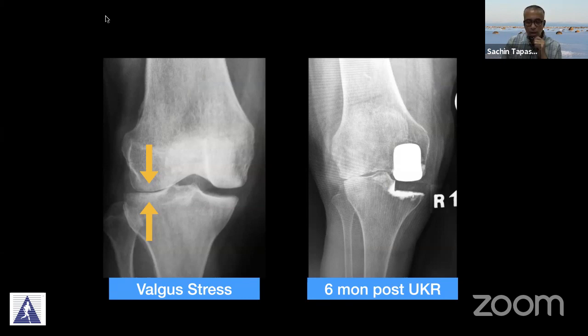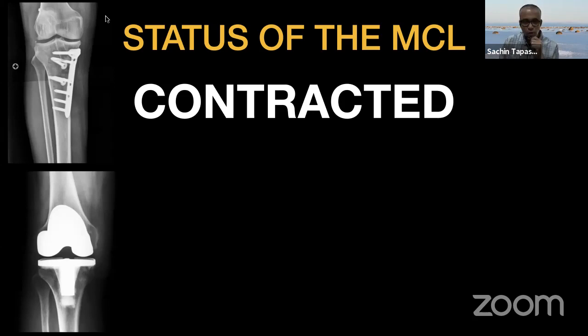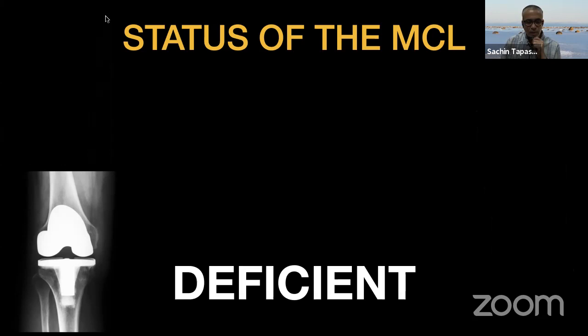So if the MCL is contracted, then you're better off doing either a HTO with the release of the MCL or a TKR. If the MCL is normal, then you can do any of these three procedures. But if the MCL is deficient, you definitely need a total knee replacement with some form of constraint built into it.